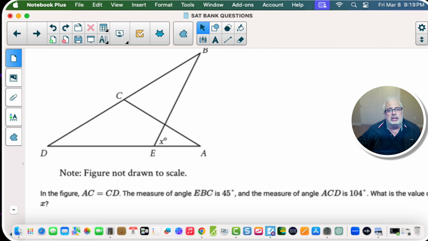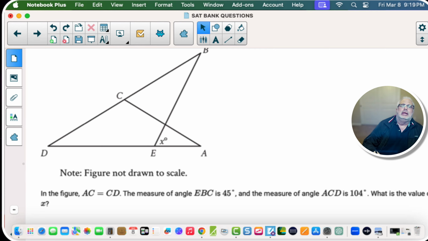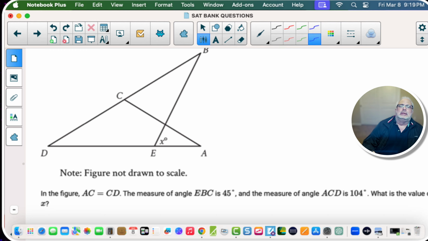They said here in the figure AC is equal CD. Okay, let me label this AC equal CD. That means that these two angles are the same. This is an isosceles triangle. These two sides are congruent. The opposite angles to those sides are congruent.